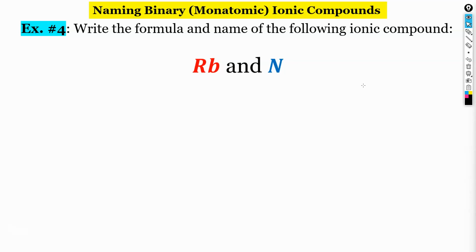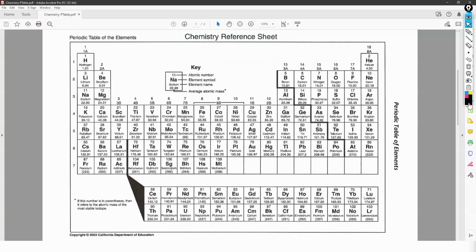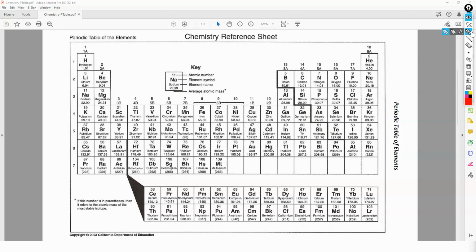All right, let's take a look at the periodic table. We've got rubidium and nitrogen. Okay, so we've got rubidium, which is right here. It's in group 1A. So rubidium is going to have a charge of +1. It's going to lose that valence electron. And then nitrogen. Nitrogen is right here. Nitrogen is in group 5A. It needs to gain 1, 2, 3 electrons to get to 8. So it's going to have a charge of -3 when it ionizes.